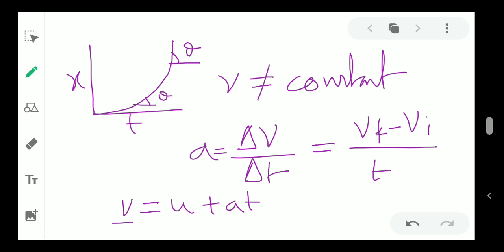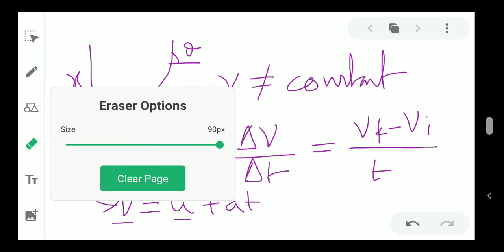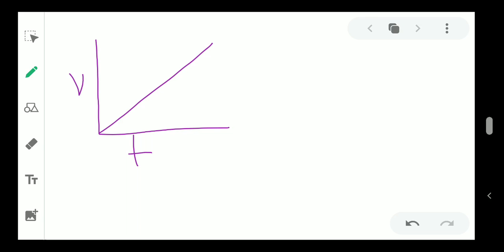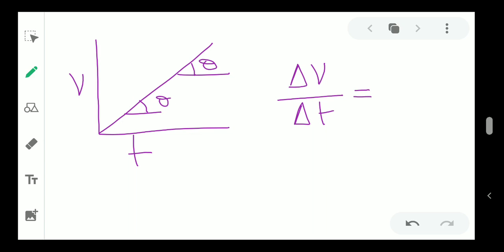where v is my final velocity and u is my initial velocity. By this equation you can get it. One more thing to revise: if you have a v versus t graph and it is linear, that means acceleration is there, and the acceleration is uniform. As theta is the same, delta v by delta t, which is our acceleration, is also tan theta in this case, and as theta is the same, a is also constant.